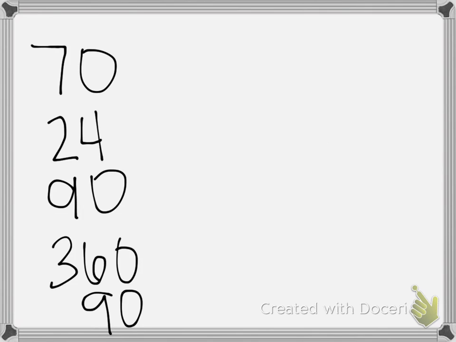So your answer for 12 should have been 70. Your answer for 13 is 24. For 15, you have the answer of 90, 16, 360, and 18, 90. If you do not have those, that's okay. We will go over it during small groups when I see you on Monday.